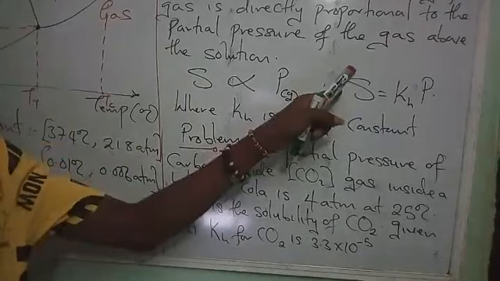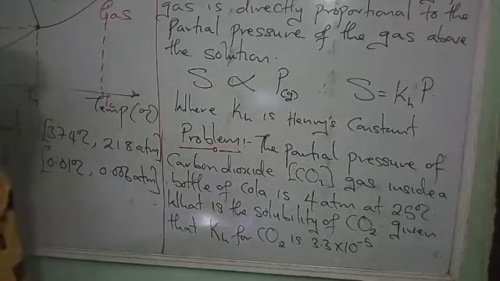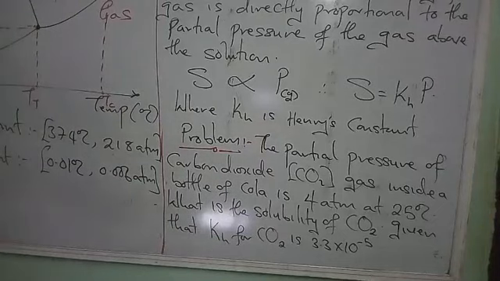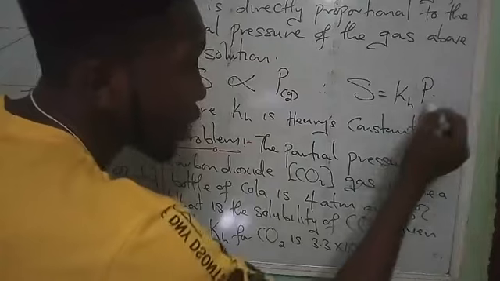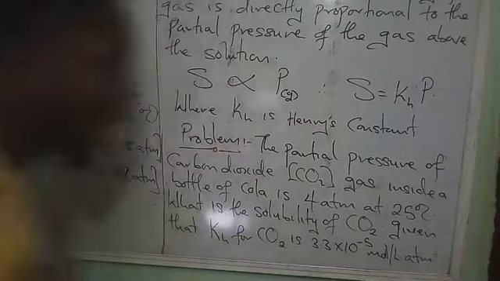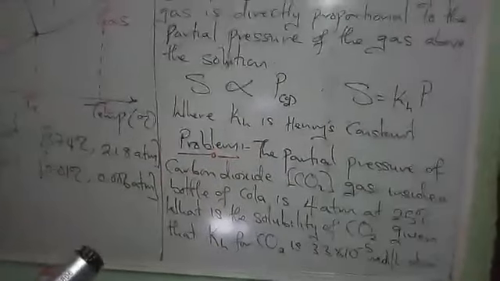We know that solubility is the number of moles of the solute dissolved in a given amount of solvent. So you can easily identify that we're talking about mole per liter per atm. Mole per liter, and when you divide it by pressure, you have it per atm. So that's our problem 1. Let's look at problem 2 that we'll be solving for today.